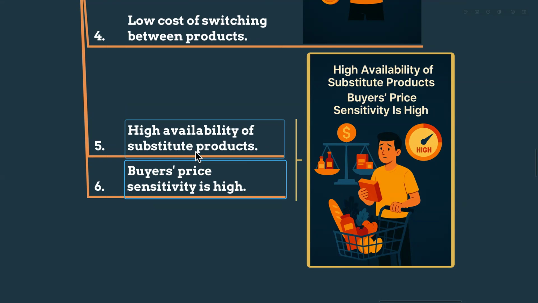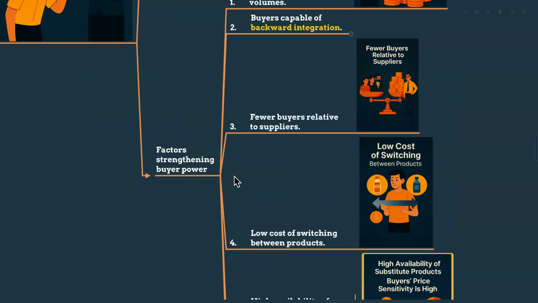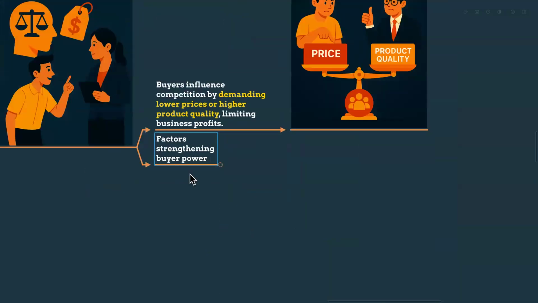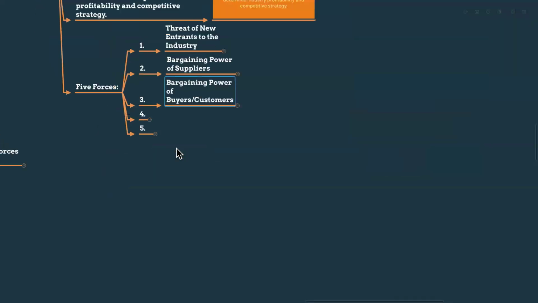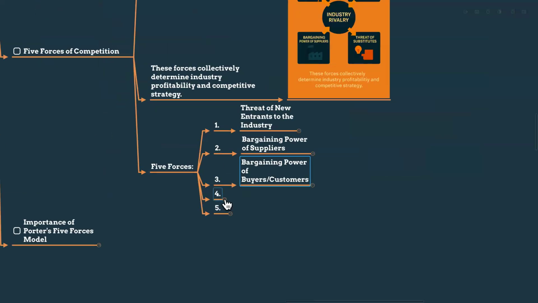My dears, the large supermarket chains, they have the power. They buy in huge quantities. They could import the raw materials directly. Many suppliers are available. So these are the factors strengthening the buyer power. So that is the third force. So you have to understand the threat of new entrants, bargaining power of suppliers, and bargaining power of buyers or customers.